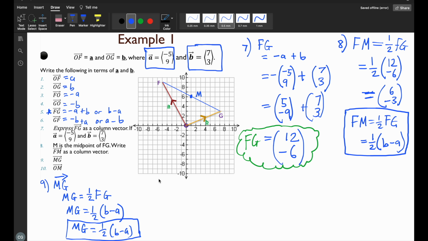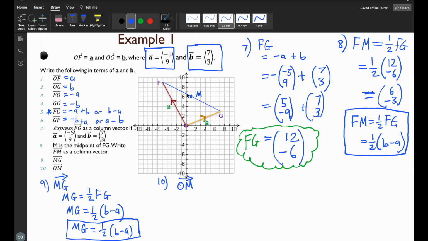Okay, so let's look at number 10 now. It says OM. Now, if I'm starting from O, who could tell me how I can get to M? Just if you were driving on a road, you want to get from O to M. How can you do it? Go across one and then go up 6. Okay, so that's the coordinate. Yes, you are correct. You could go across 1 and then go up 6.